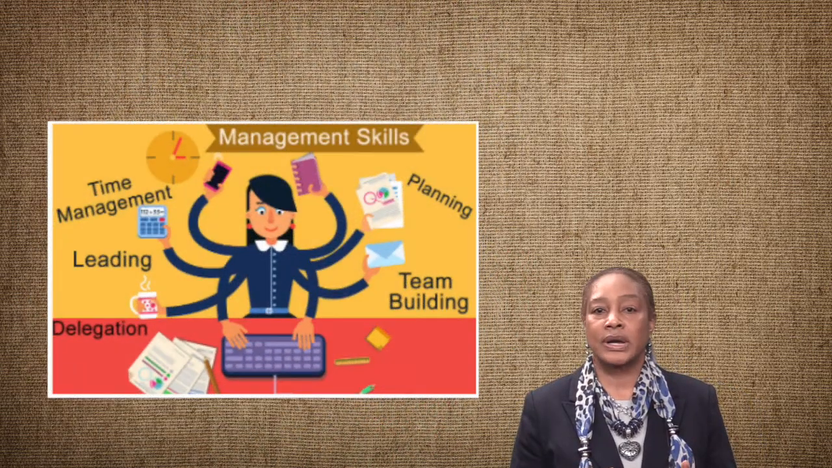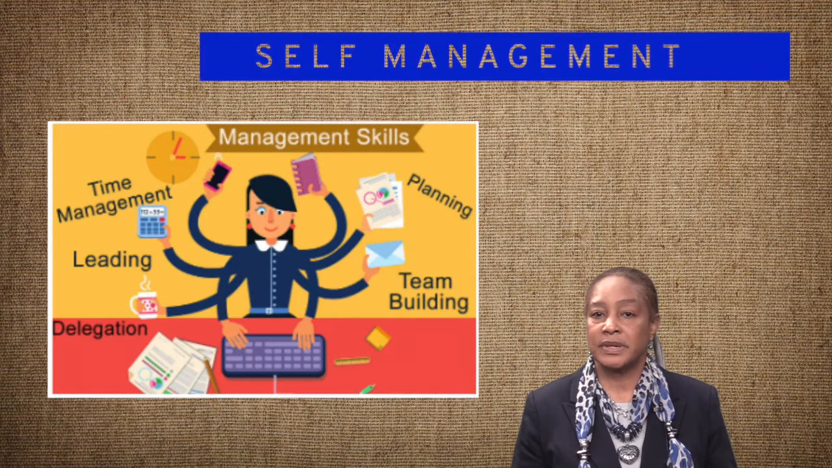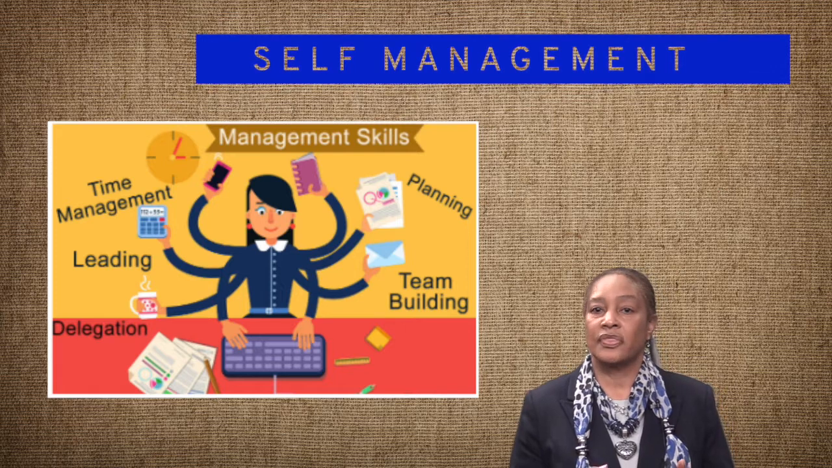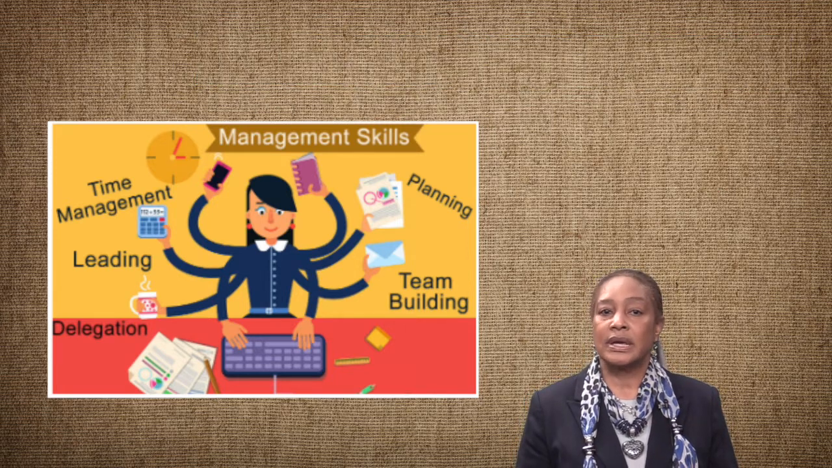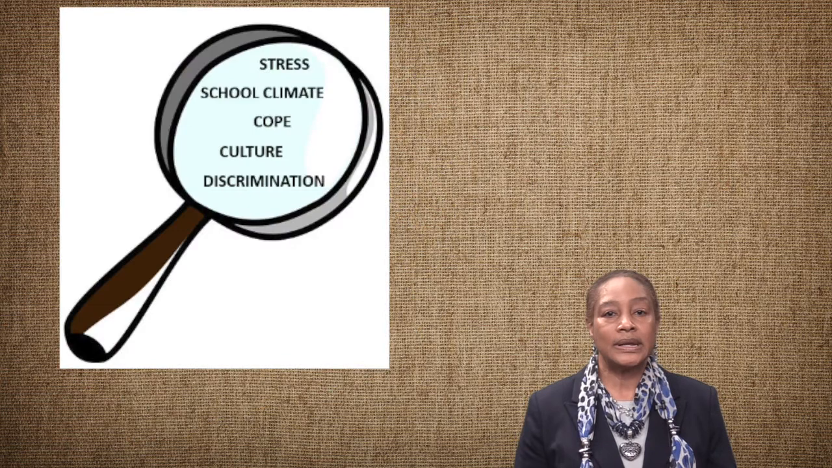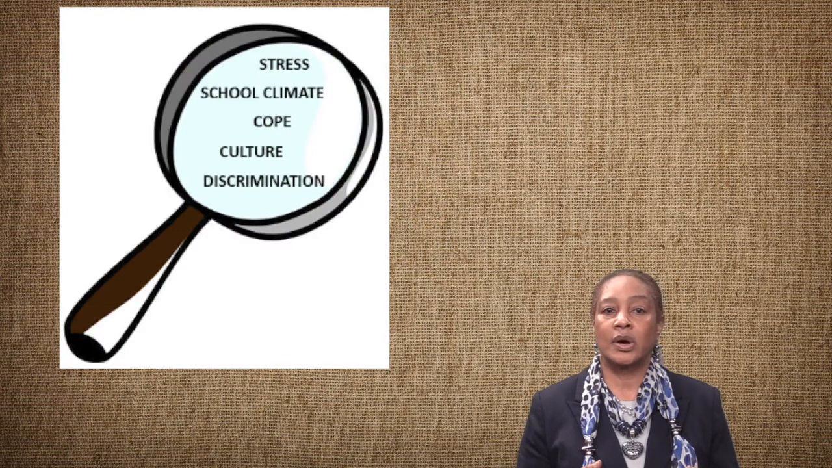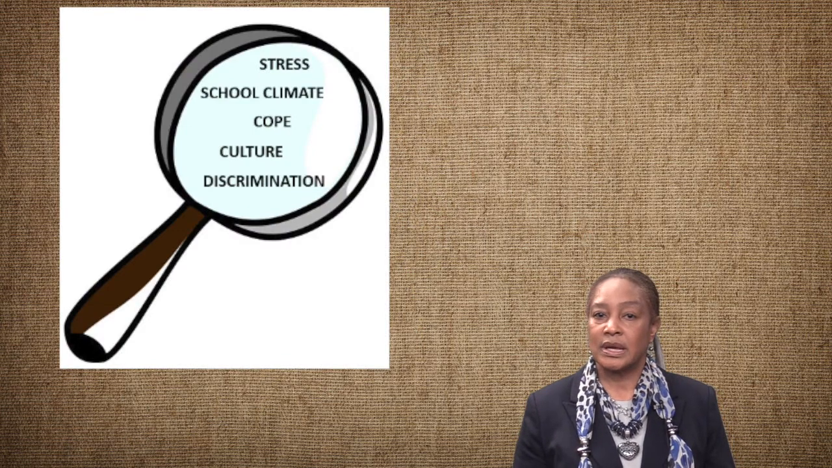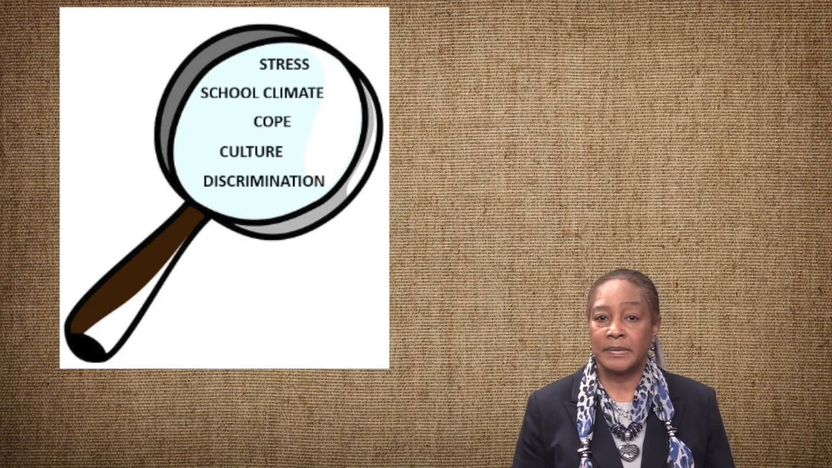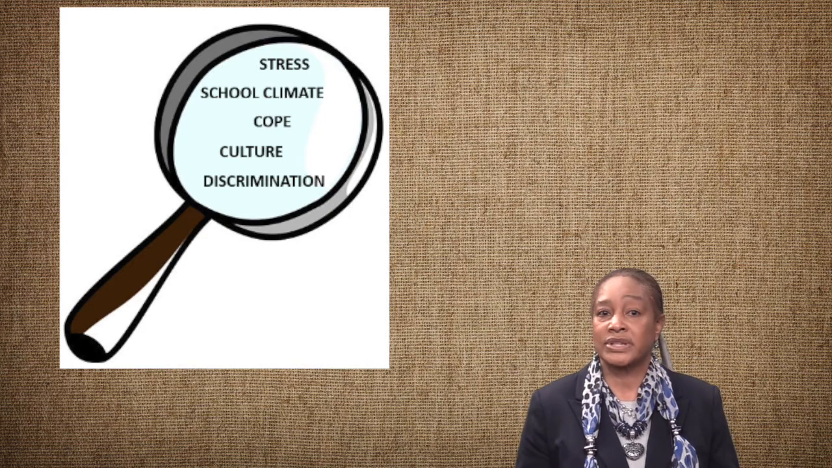The second core competence is self management, which is the ability to manage one's emotions, thoughts, and behaviors effectively in different situations to achieve goals and aspirations. Through an equity lens, self management can help adults and students manage the stress associated with adapting to a new school climate or culture, cope with discrimination, and come up with individual and collective solutions in the face of challenges.